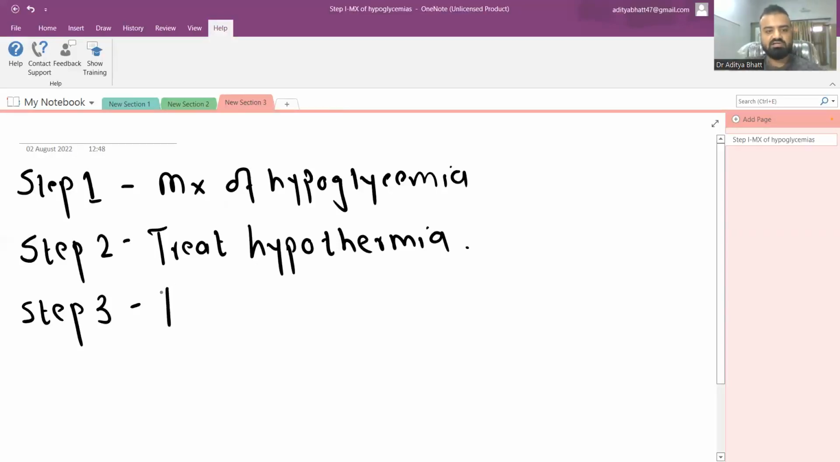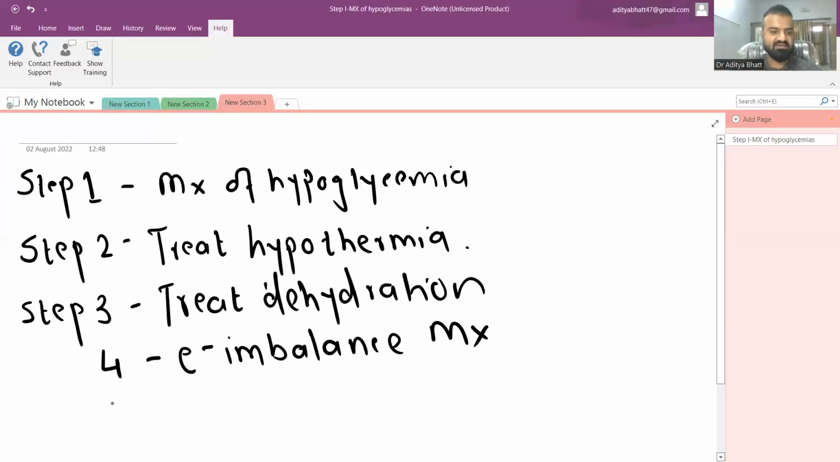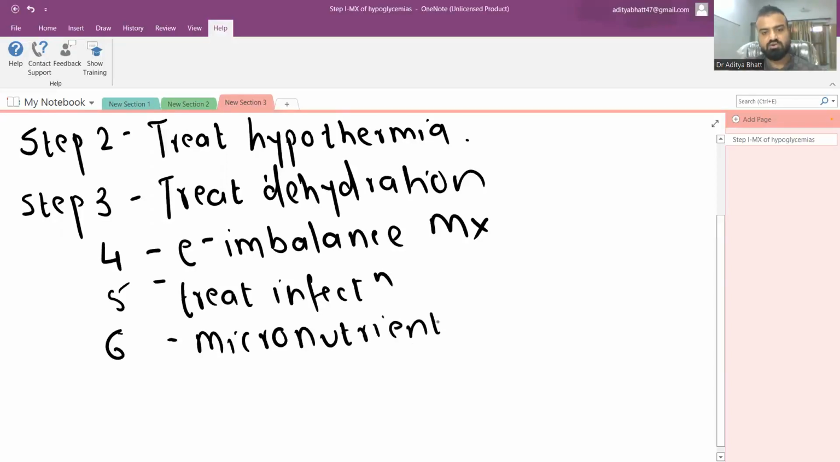The next one is treatment of dehydration. Then the fourth step is electrolyte imbalance management. Step 5 would turn out to be infection. Treat infection. Step 6 would turn out to be correct micronutrient deficiency, like all the vitamins mainly and other electrolytes.